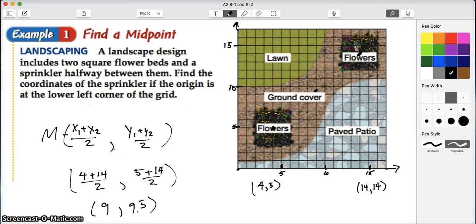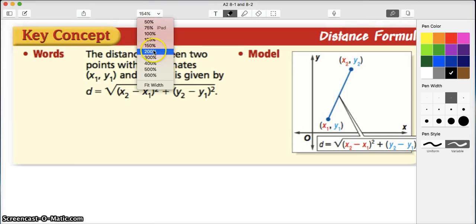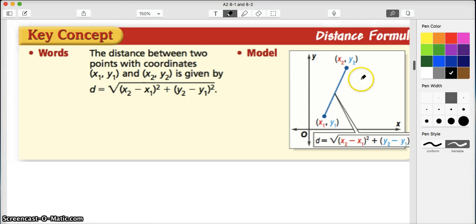All right, guys. This next concept, referred to as the distance formula, is pretty cool because it comes from the Pythagorean theorem. So if you haven't seen the Pythagorean theorem in a long time, let me remind you of what it is.